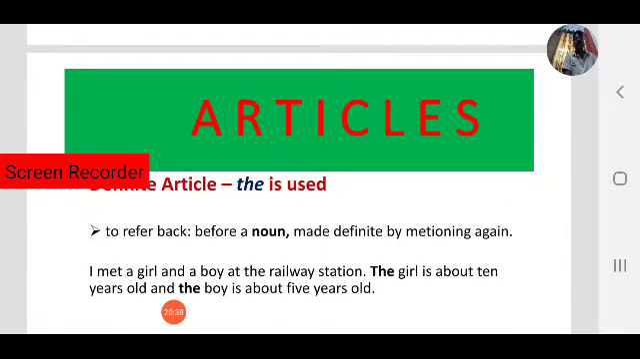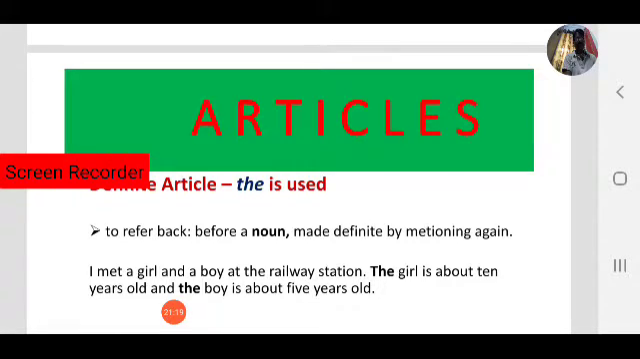to refer back to a noun already mentioned. Already we have discussed this one. If you are going to mention it again, that is also one of the rules. The basic rule: the is used before nouns that are particular, specific and referred to. If you want to mention the same noun again, then we use the. Refer back: I met a girl and a boy at the railway station. Observe, in the first sentence we use a girl, a boy, because those are not specific.